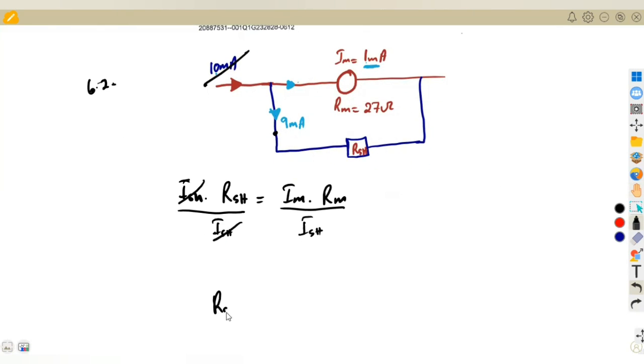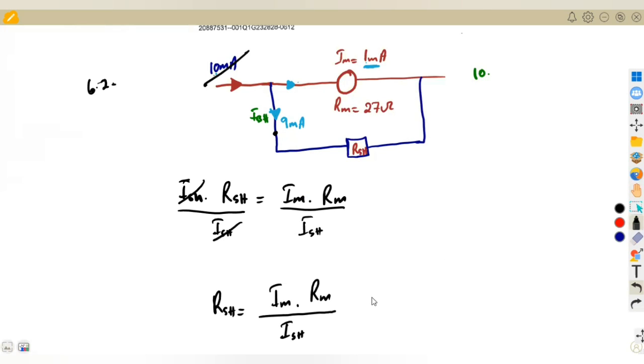All right, so our shunt resistor is going to be given by the formula Im Rm, the current on the meter times the resistance of the meter, over the current of the shunt, which is the 9 amp that we calculated. So it's simply taken from where? From the total current: the total current is equal to the sum of the meter current and the shunt current. Then you make this one the subject. So that was our shunt current.